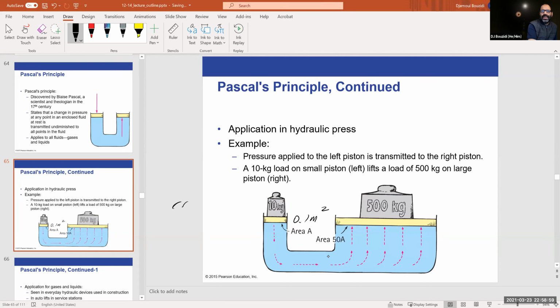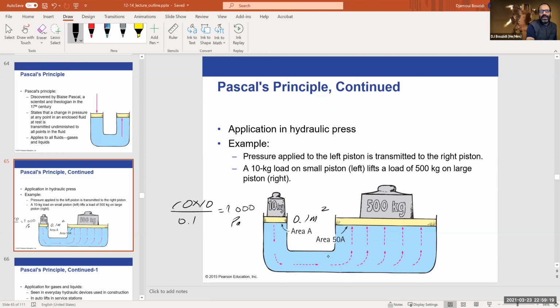Obviously, the pressure in here is 10 kilogram times 10 meters per second squared divided by 0.1. So this is going to be equal to 1,000 pascals, okay, just to illustrate the point. 500 kilogram in here, I can lift it with the same 100 kilogram.